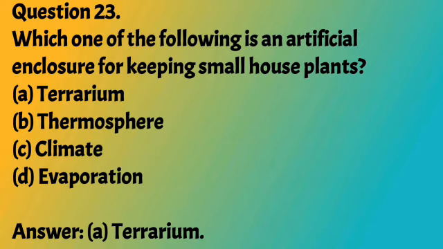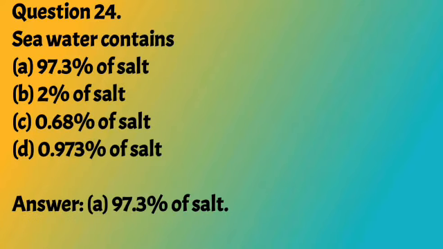Question 23. Which one of the following is an artificial enclosure for keeping small houseplants? A. Terrarium. B. Thermosphere. C. Climate. D. Evaporation. Answer A. Terrarium.